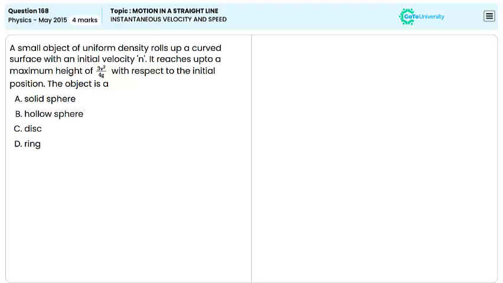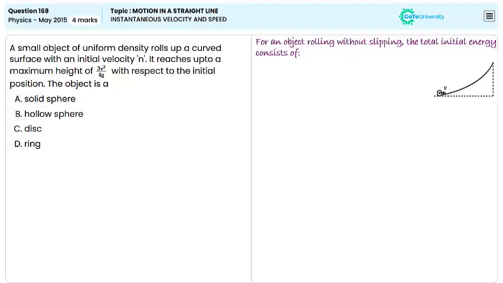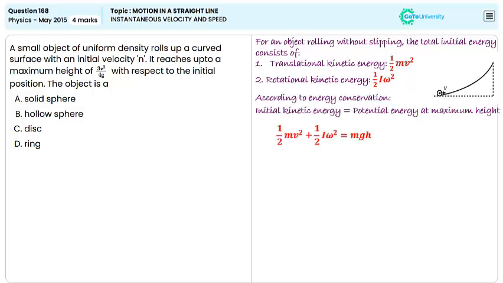Its given initial velocity is v and the maximum height reached h is equal to 3v squared by 4g. When the object rolls up the surface, it converts its initial kinetic energy into gravitational potential energy. The initial kinetic energy of a rolling object consists of translational and rotational kinetic energy, given by half mv square and half I omega square. Total kinetic energy of the rolling object is given by half mv square plus half I omega square.